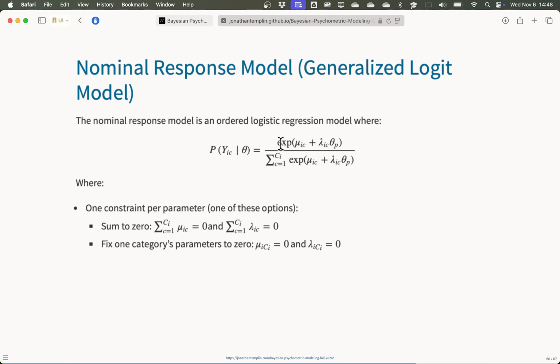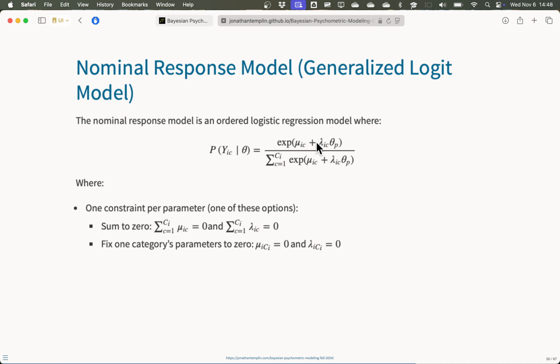We have a fraction where the numerator has the intercept for the item and category, right? With each category having its own intercept parameter. Then we have lambda, the factor loading or discrimination parameter for each item and category. And this is the big difference between graded response and nominal response. Here in the nominal response, we put no additional order constraint on the intercept, number 1. And number 2, we put no constraint at all, and actually estimate a different factor loading or discrimination for each category.